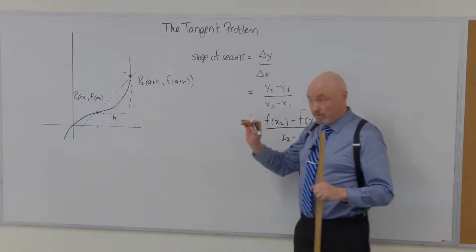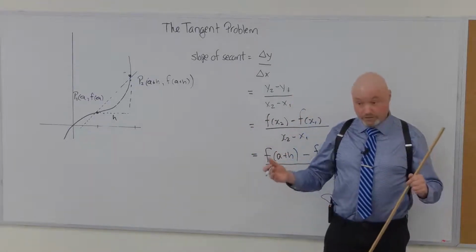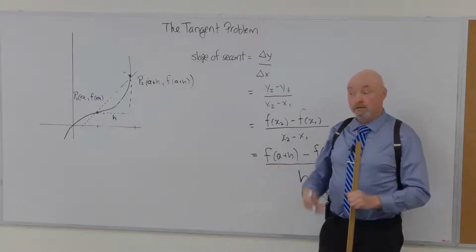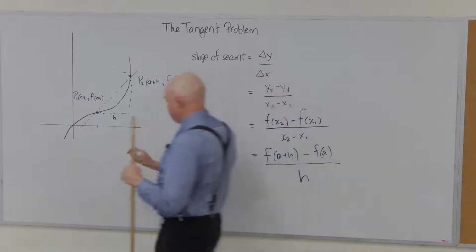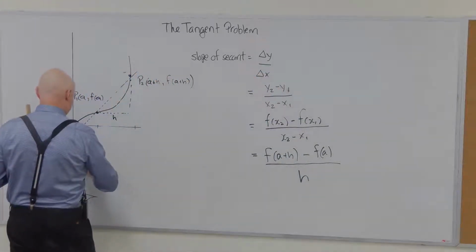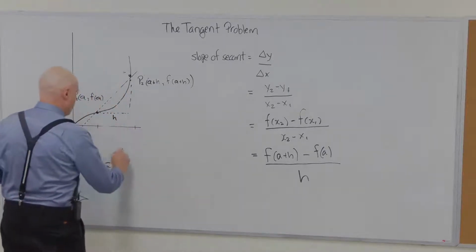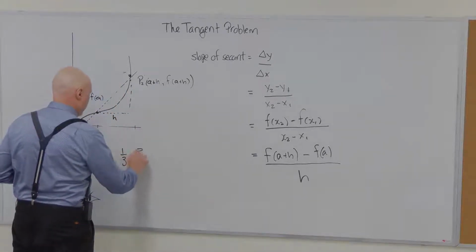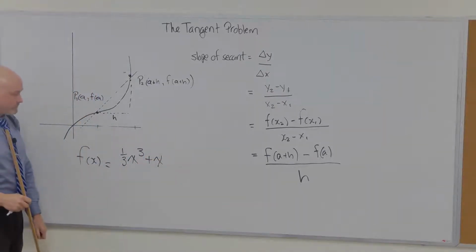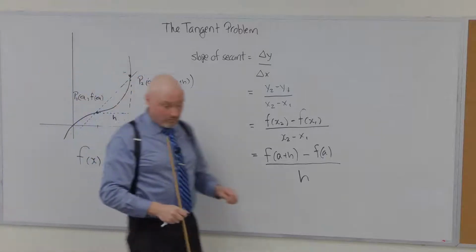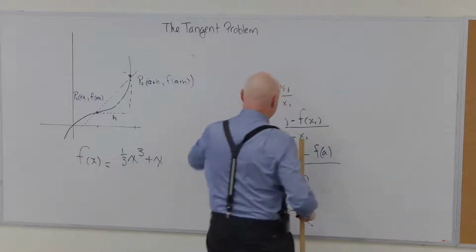Okay. So I'm going to make my function. We are going to find the slope of the tangent to that function at a particular place using calculus techniques of taking a limit. Okay, so here's my function. At least I think this is my function. F at x equals 1/3 x cubed plus x. Okay. And here's our problem. We want to find the tangent slope to that curve.